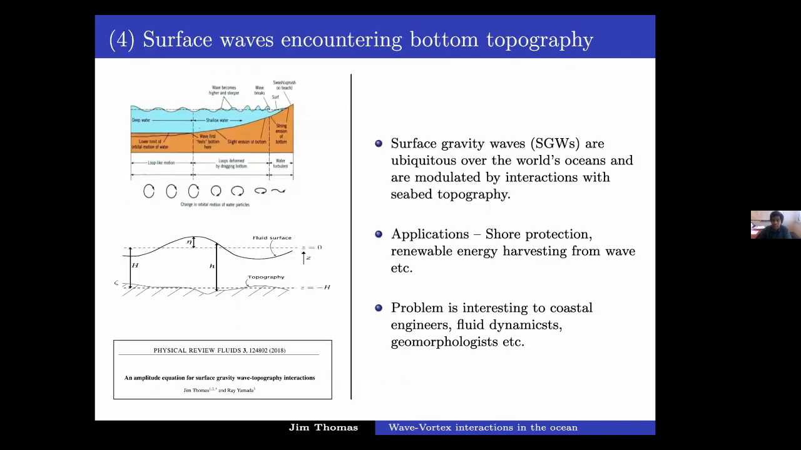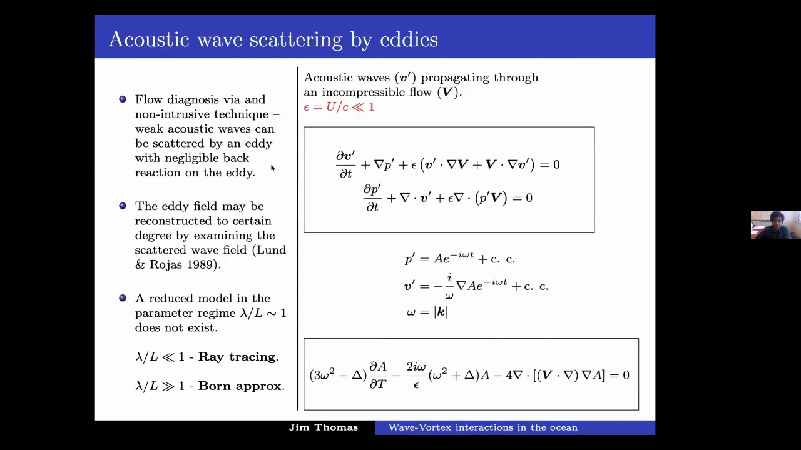I have a question. Yeah. So actually a couple of questions. First one, where did you use lambda by L is order 1? When we retained all these terms, so if you follow this, right, you have v prime dot grad v and v dot grad v prime. Usually what is done is, depending on this ratio, you retain whichever term is order 1. So you can go to the ray tracing limit and the Born limit from this model? Yes. And that's something we show in the paper. I see. You can extract both regimes.